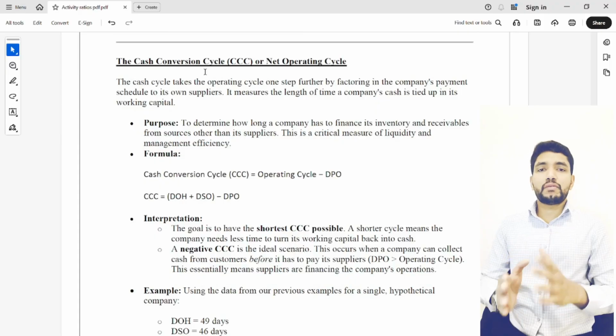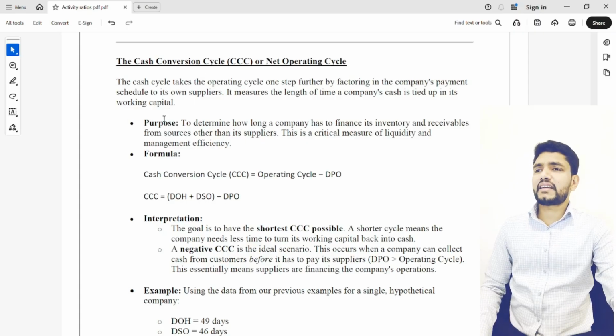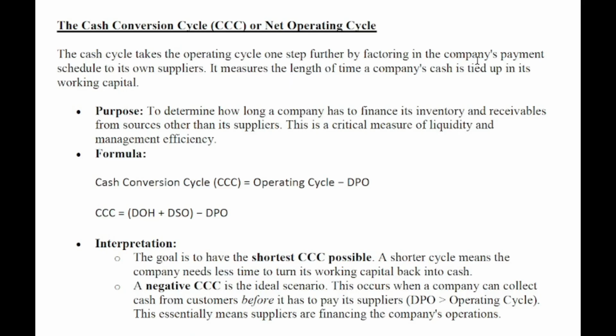Now we will discuss the cash conversion cycle or net operating cycle. The cash cycle takes the operating cycle one step further by factoring in the company's payment schedule to its own suppliers. It measures the length of time the company's cash is tied up in working capital, to determine how long a company has to finance its inventory and receivables from sources other than suppliers. This is a crucial measure of liquidity and management efficiency.